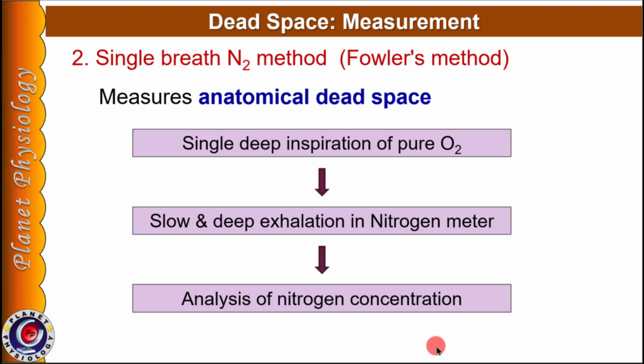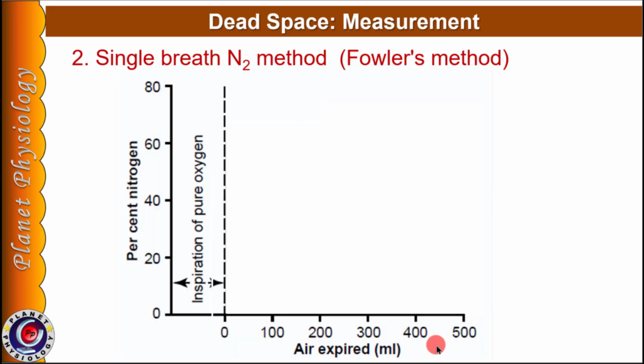The anatomical dead space is calculated based on the exhalation graph. So let's understand this graph. This initial part of the graph till this dotted line indicates inhalation of pure oxygen. Now the subject breathes out into the nitrogen meter, which measures concentration of nitrogen and exhaled volume of the gas. As the subject begins to exhale, initially no nitrogen is detected because the initial exhaled air comes from the tracheobronchial tree, and since the subject has inspired pure oxygen, it does not have any nitrogen in it.